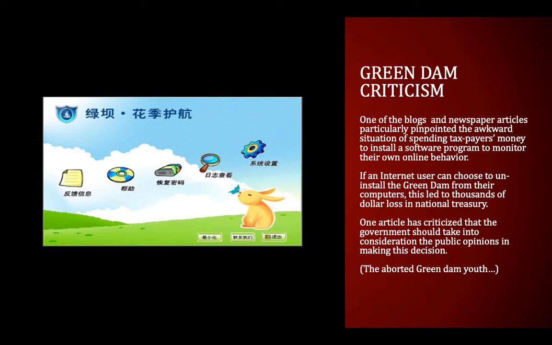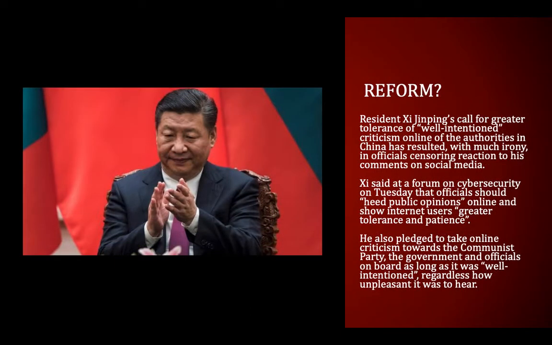One blog and newspaper article particularly pinpointed the awkward situation of spending taxpayer money to install a software program to monitor their own online behavior, when internet users can choose to uninstall the Green Dam from their computers. This led to thousands of dollars lost to the National Treasury. One article criticized that the government should take steps to consider public opinion in making this decision. So there is some type of reform, and people are complaining about this because it doesn't make sense; it's just wasting taxpayer dollars. Even Xi Jinping had something to say about this.